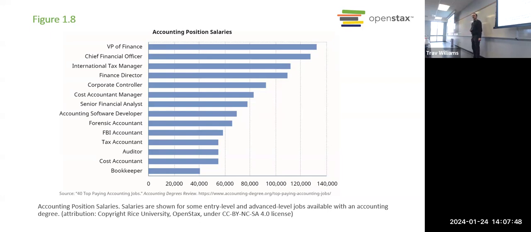Who knows what forensic accounting is? That's where you get to look at the accounting records to figure out who committed the crime and how they did it, like who stole the money or who was money laundering. So to me, that seems like it would be fun. FBI accountant, same kind of thing.